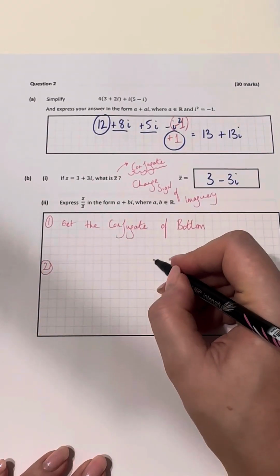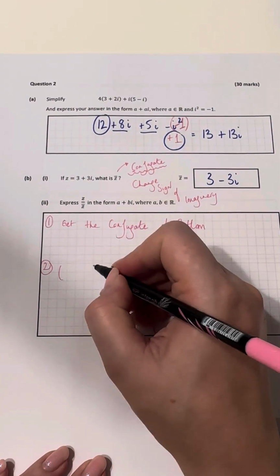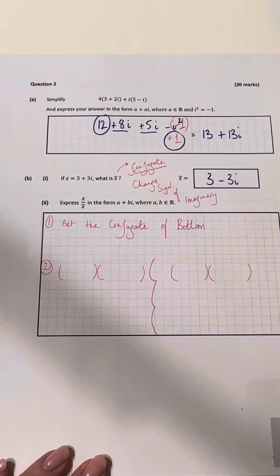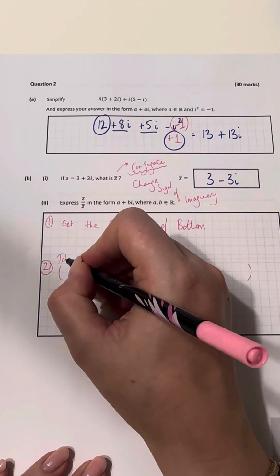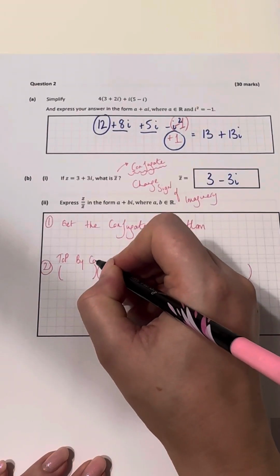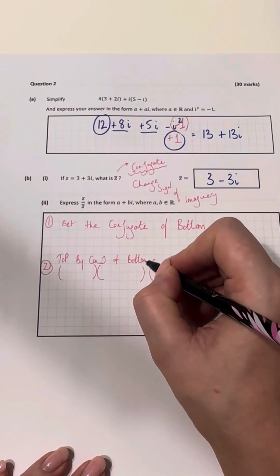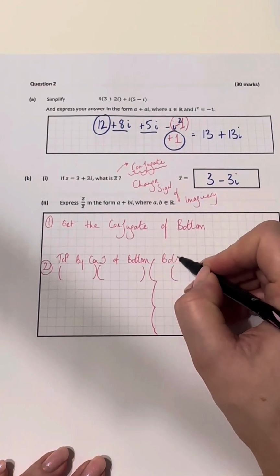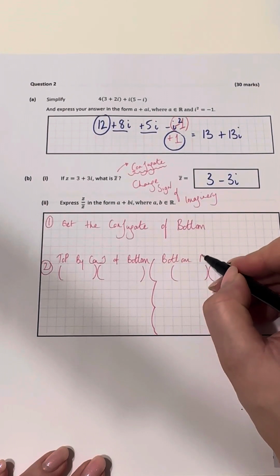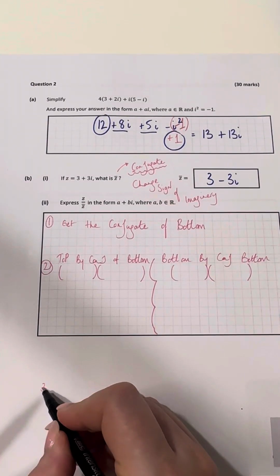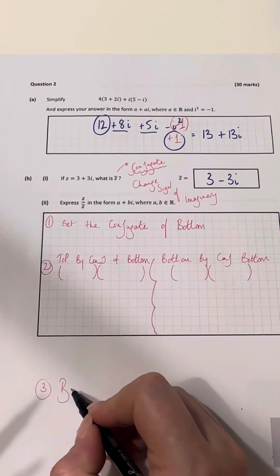Step 2, split your page in 2 and times everything out twice. That's a really nice visual that students tend to like in order to get going. It's top by the conjugate of the bottom. I'll show you what all this is in a minute. And then bottom by the conjugate of the bottom. And then step 3 is to pop those back over each other.